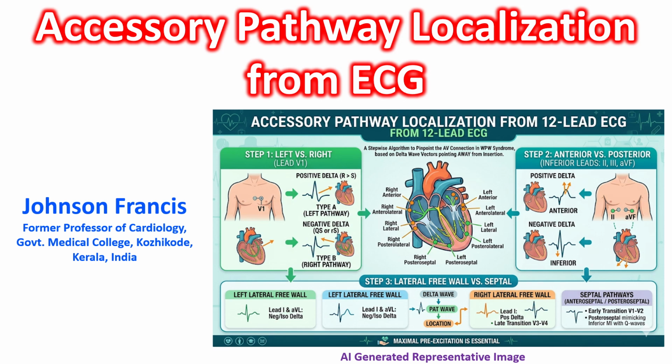Localization of an accessory pathway relies on analyzing the initial 20 to 40 milliseconds of the QRS complex, the delta wave. Because this initial deflection represents purely pre-excited myocardium before the normal His-Purkinje system catches up, the vector of the delta wave points directly away from the pathway's ventricular insertion site.